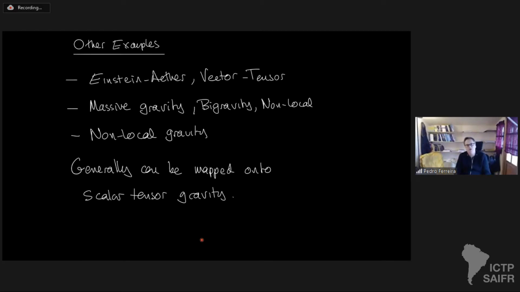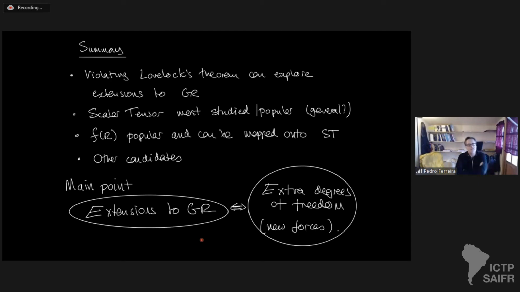So it's a good rule of thumb to learn what happens with scalar tensor gravity before you tackle anything else. So let me just summarize this bit. Violating Lovelock's theorem, you can explore extensions to general relativity, and scalar tensor theory is the most studied and popular, and in some sense, I would say, more general approach to modifying gravity. But f of R, you can also do it, and it can be mapped onto scalar tensor theory. There are other candidates.